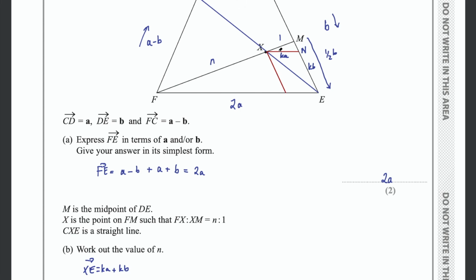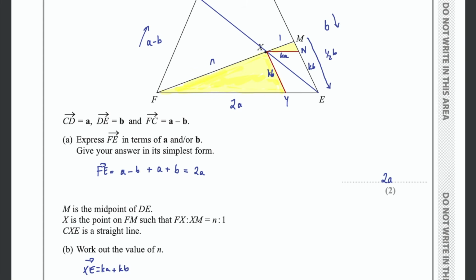And then also notice, because this line XN is parallel to FE, this line here, I'll call this point Y, XY is also KB. Okay. And then I want to draw your attention to two similar triangles, these two here. Okay, so these are similar because all of the angles are the same, because all of the lines are parallel, right? And also FXM is a straight line. So these two triangles are similar.